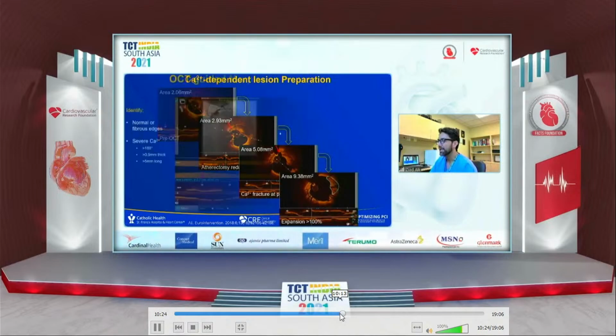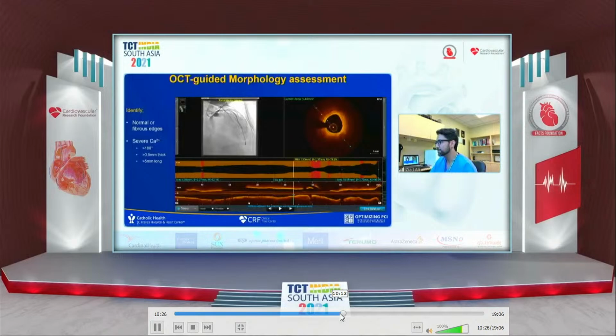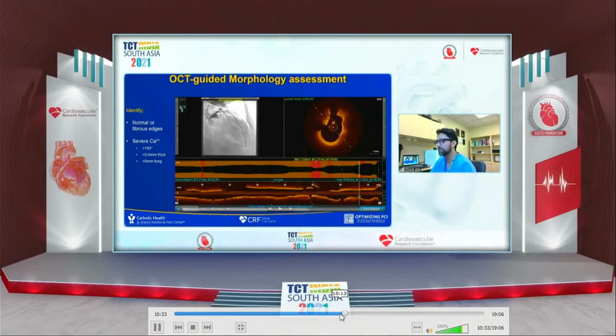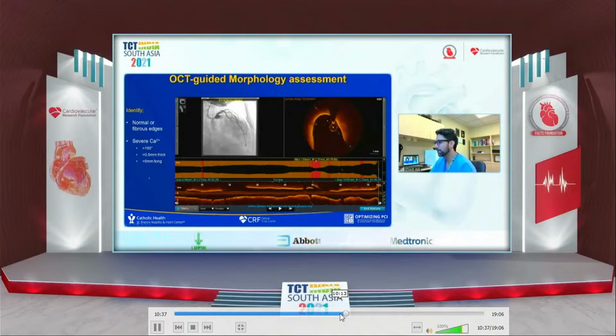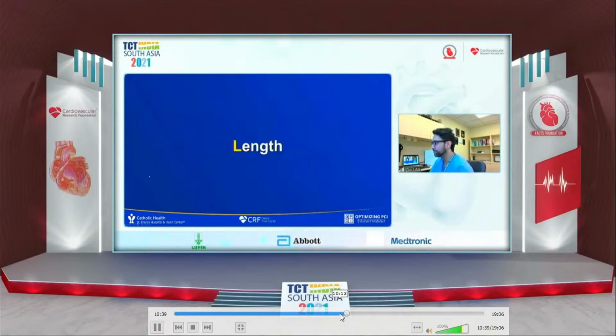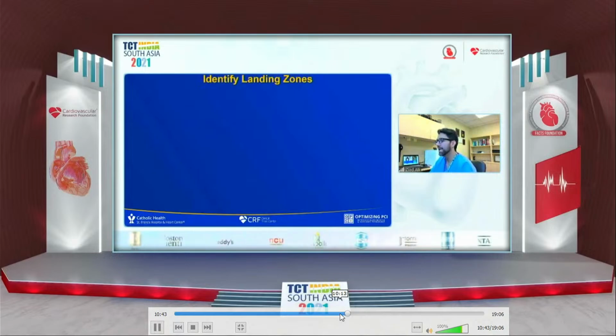Now, when you do an OCT-guided morphology assessment, it really can be done very, very quickly, and all you're seeing is us scrolling through the artery here to look for segments of calcium that are more than 180 degrees, more than 0.5 millimeter thick, and greater than 5 millimeters long. When we do the length portion, what we're really trying to do is manipulate the angiogram.